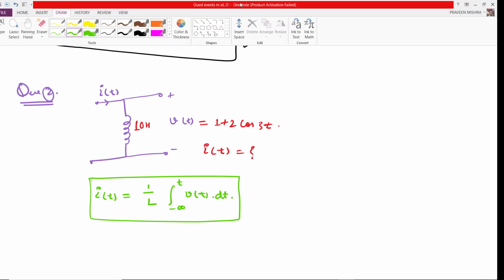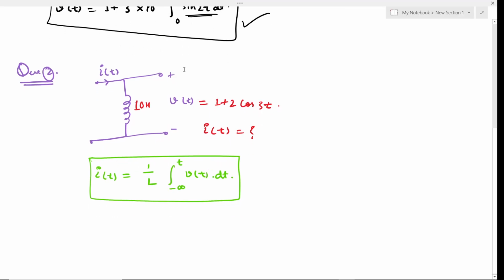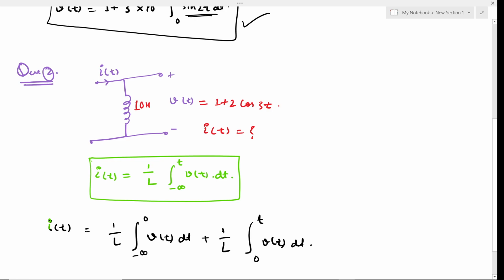Okay, and while solving the network, we split it as 1 by L integral from minus infinity to 0 of v of t dt, plus 1 by L integral from 0 to t of v of t into dt.